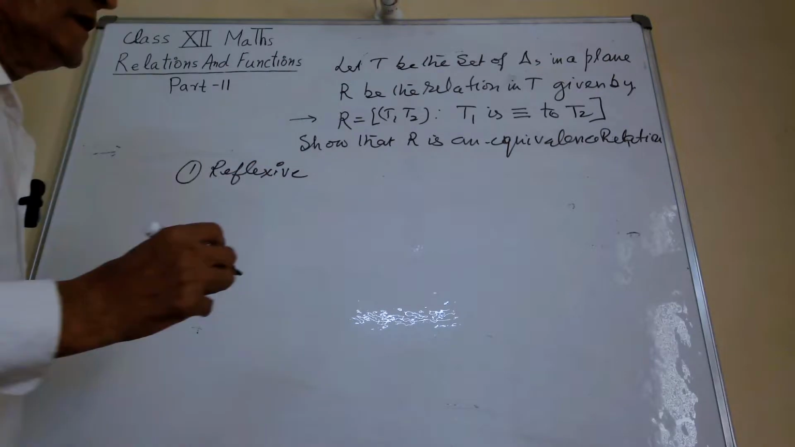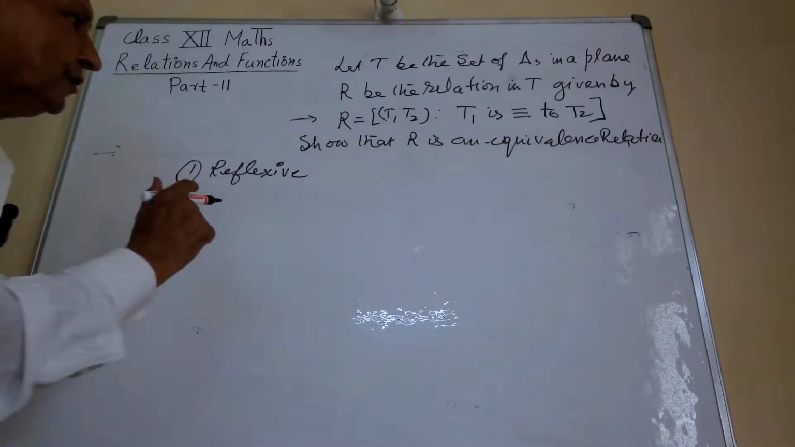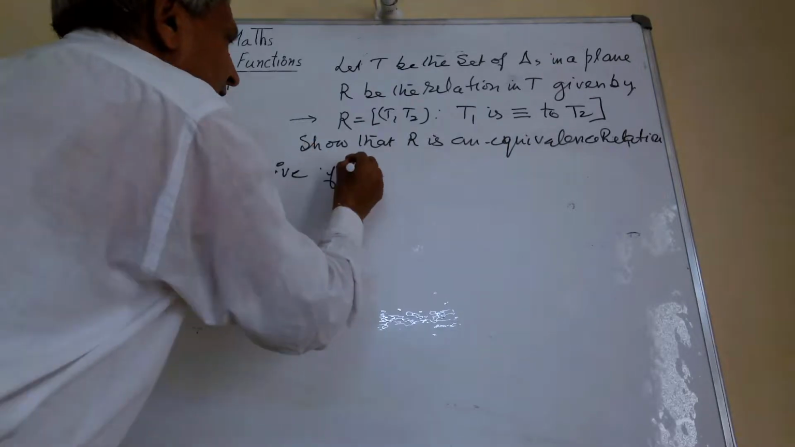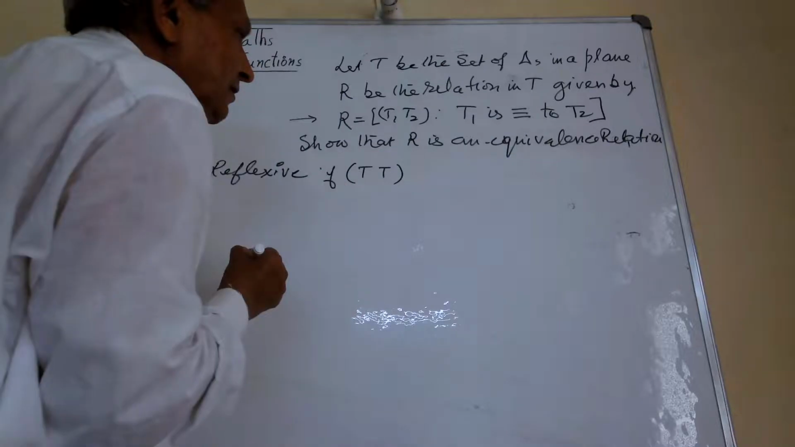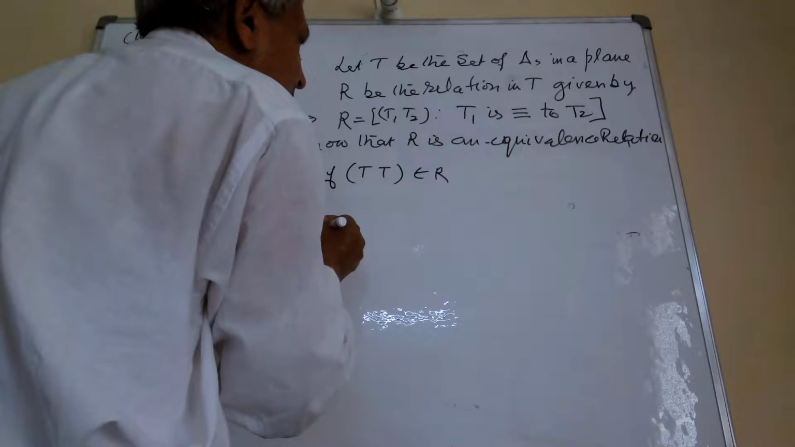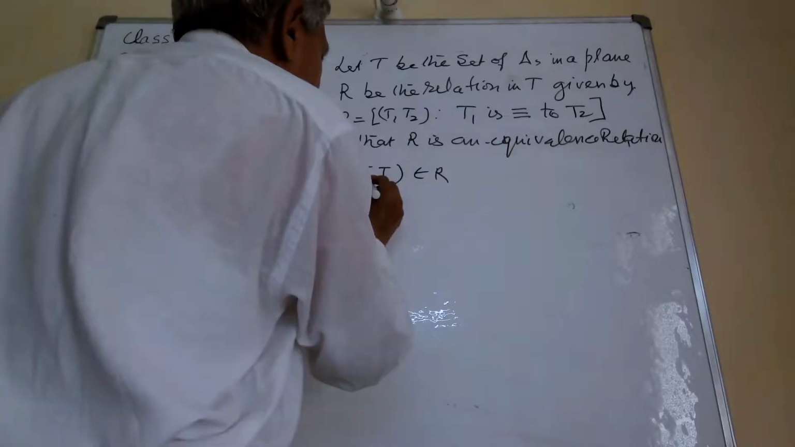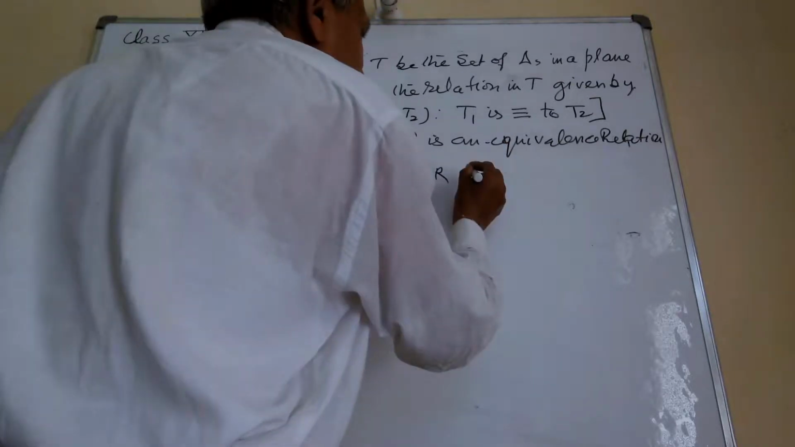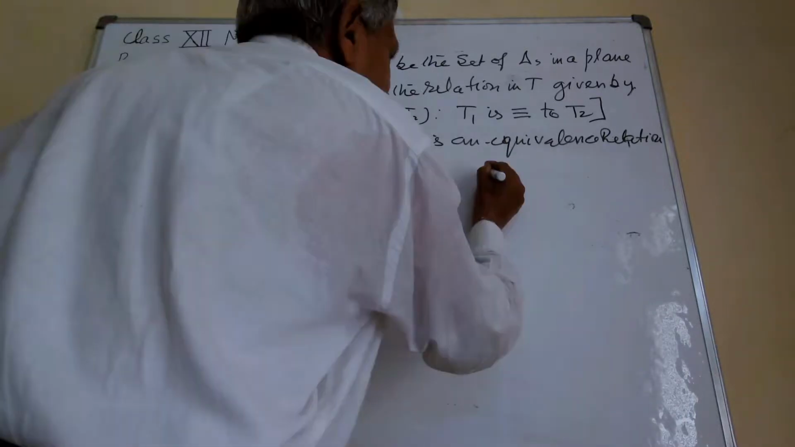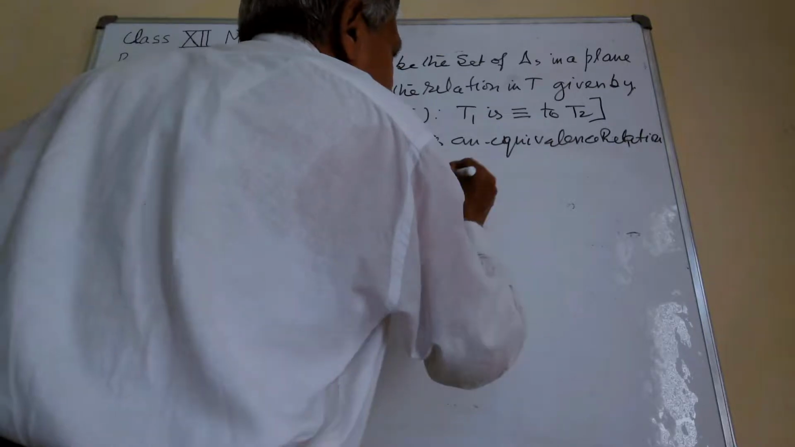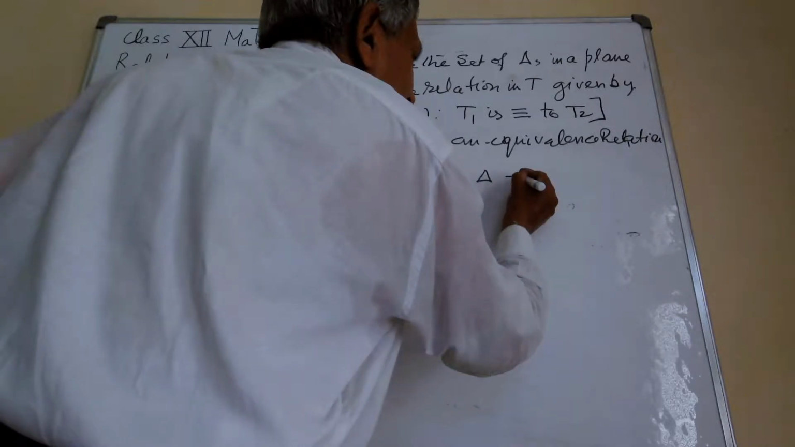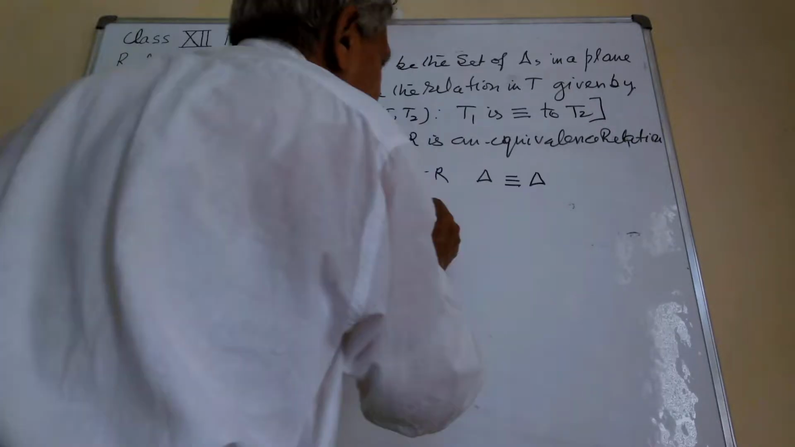Reflexive. In reflexive, the condition is if T belongs to R, (T, T) belongs to R. It means one triangle, this is the same triangle, and the condition is that both the triangles should be congruent.